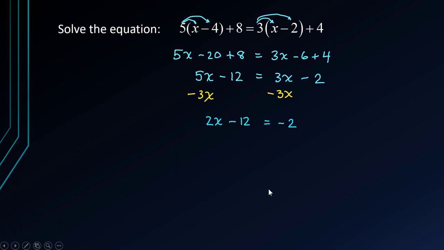Now, with the variable on one side of the equation only, I can start going through the process of isolating it. So I'm going to add 12 to both sides, and I get 2x equaling 10. And then I would divide both sides by 2 to get that x equals 5. So the solution is that x equals 5. On to the next one.